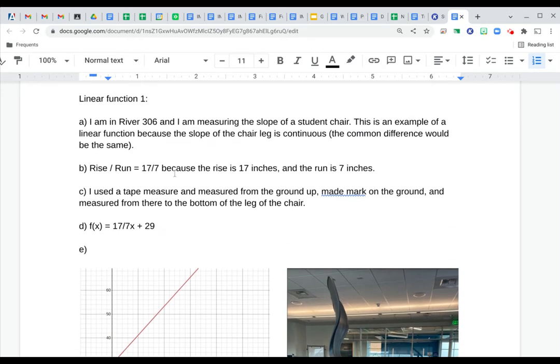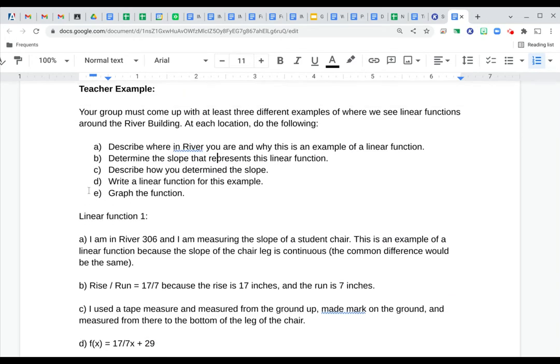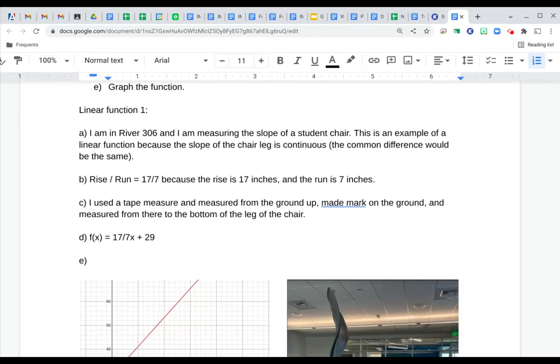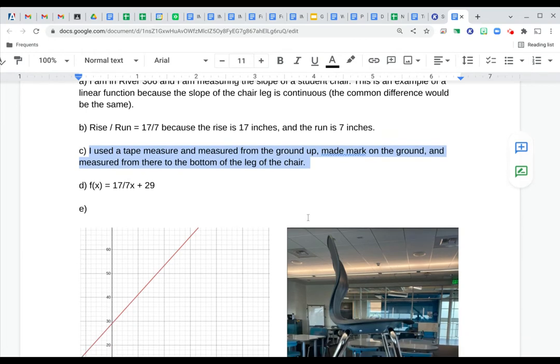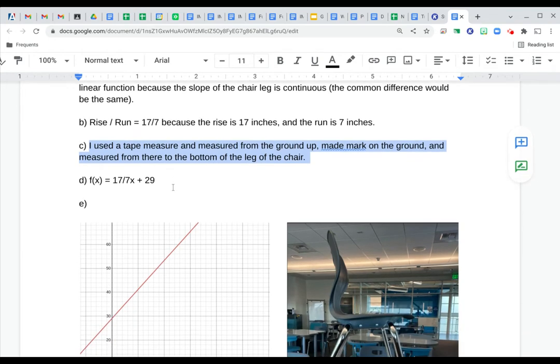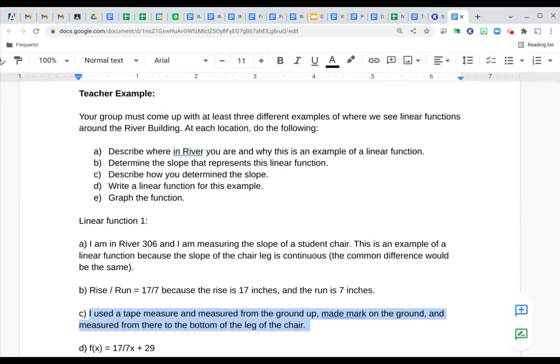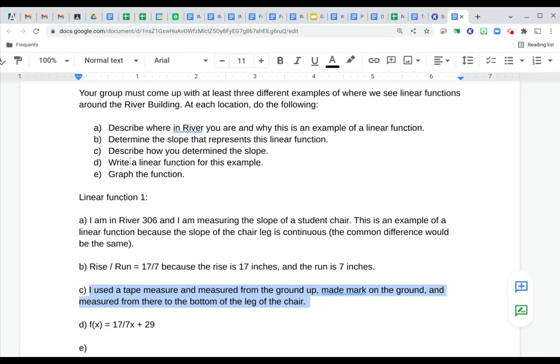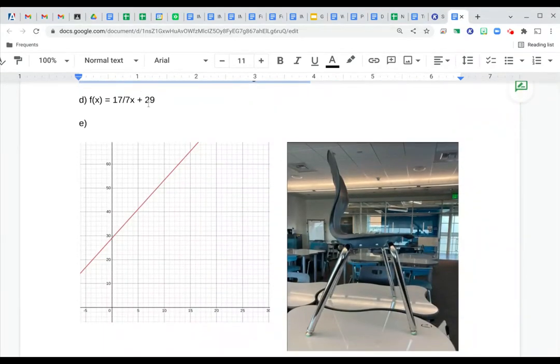So 17 over 7. C asks you to describe how you determine the slope. And I explained that I used a tape measure, and I measured directly down to get the vertical change, made a mark, and then measured the horizontal change. Now D, this is my attempt at kind of tricking some people in class. Write a linear function for this example. What do you think that 29 is, and where do you think that 29 comes from?